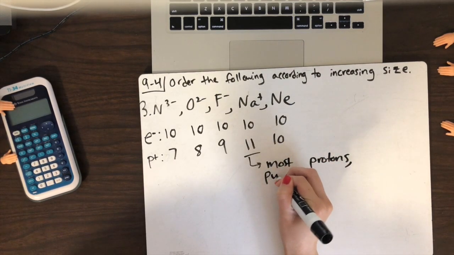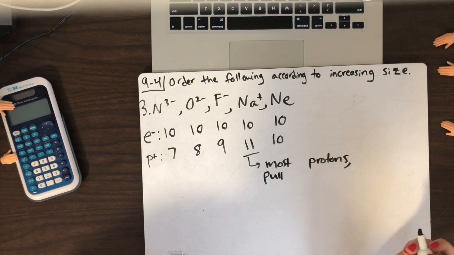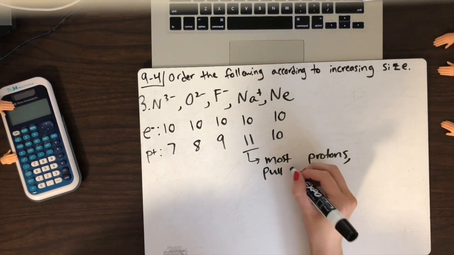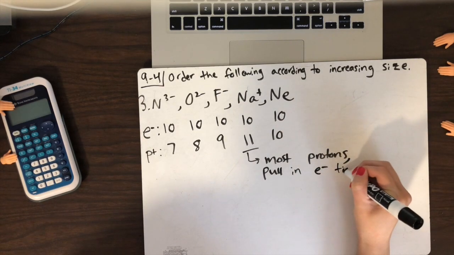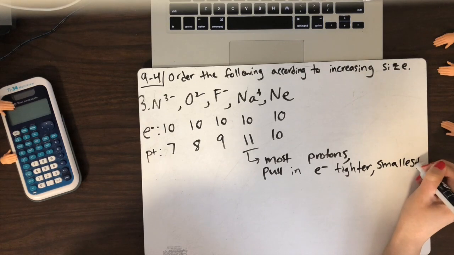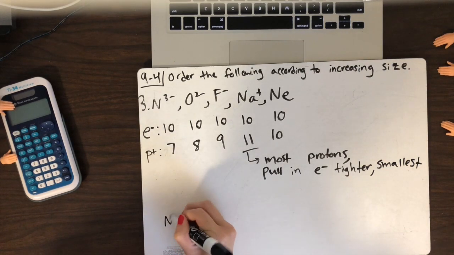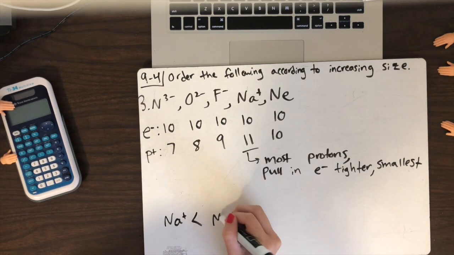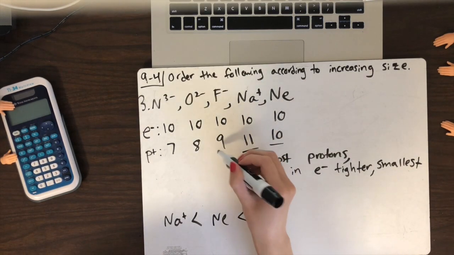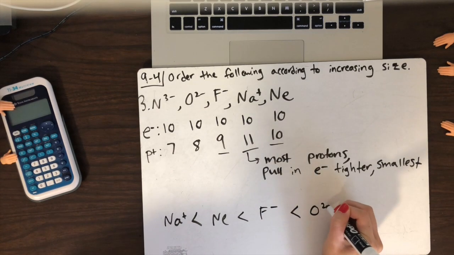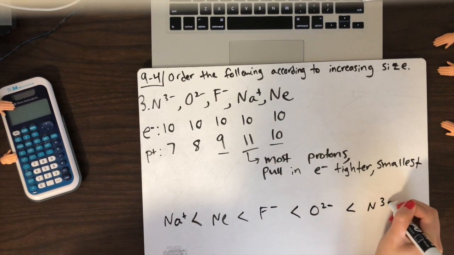Whoever has the most protons pulls in those electrons tighter, because it's the same electrons across all of them. The only difference is the protons. The most protons pulls in electrons tighter, so that's going to be the smallest. So Na+ is the smallest, and then rank them by number of protons. Ne is next, and then going down, F-, O2-, and N3-.